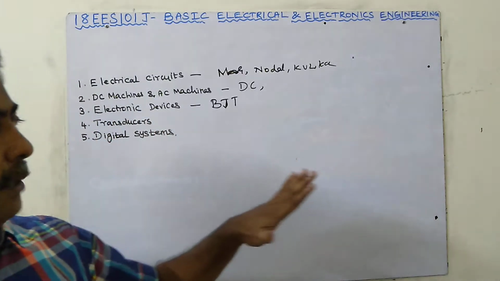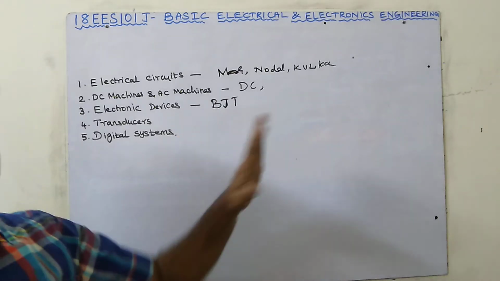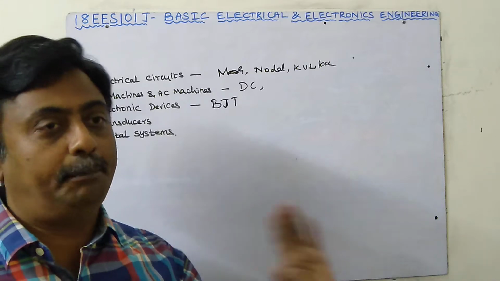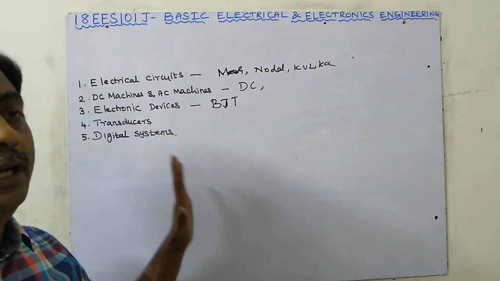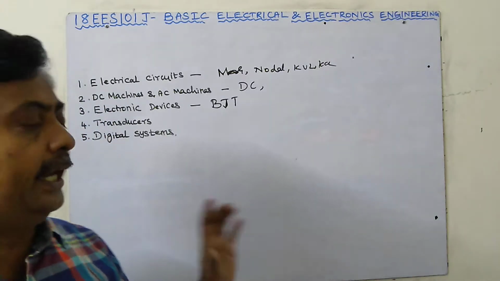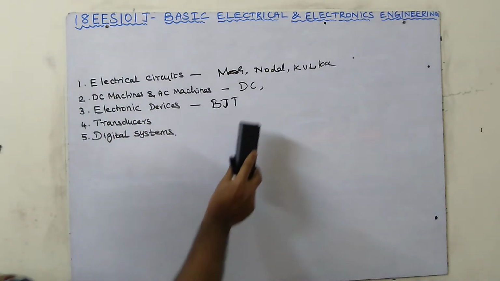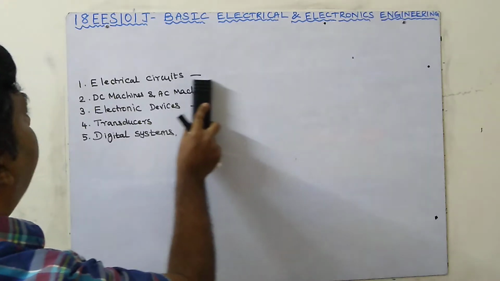My ultimate aim is that I have taken the syllabus, which has 90 theory parts. The theory part I have taken into account, so I am planning to have 90 videos. Today we are going to see the first unit, electric circuits.